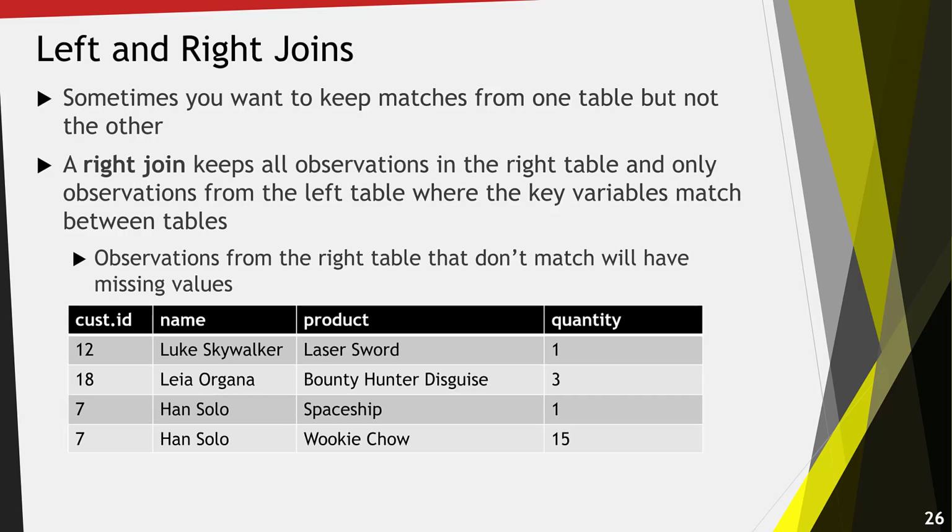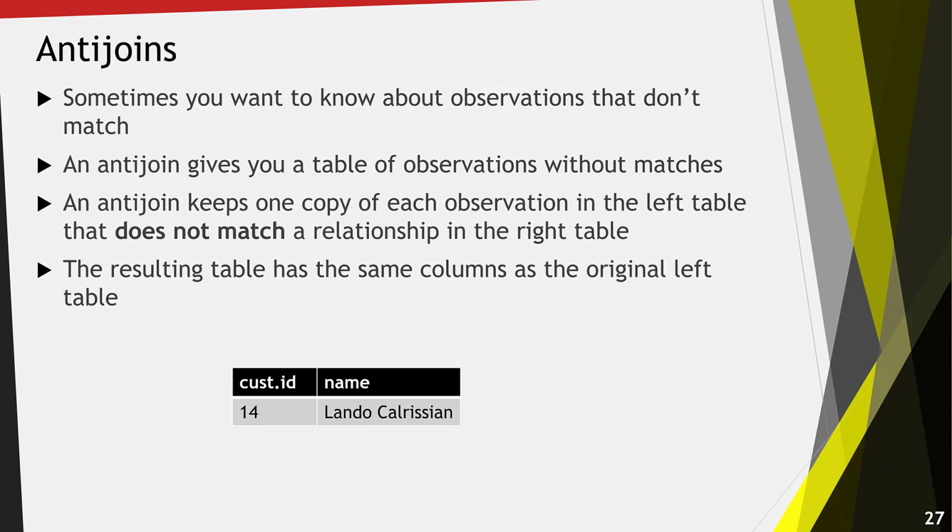In contrast, there's a right join. This keeps all observations in the right table and only observations from the left table where the key variables match. As with the left join, observations from the right table that don't have a match will have missing information. So in this example, because Lando Calrissian does not show up in the orders table, there's no Lando Calrissian record in the output.